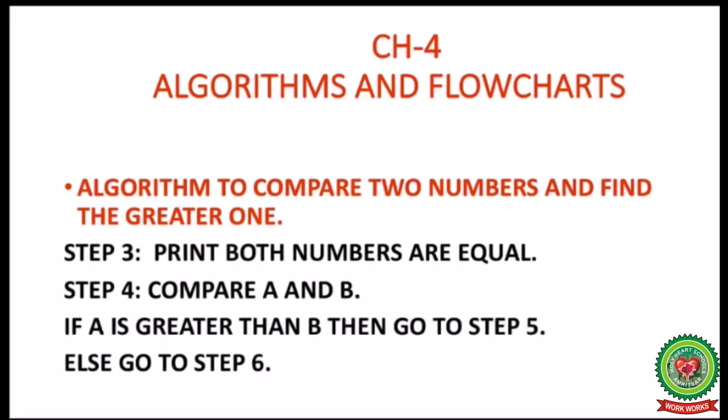Step 3 will be print both numbers are equal. Like if our condition is true, A equals B, then it will print both numbers are equal. And if the condition is not true, then we will move to step 4, that is compare A and B. Now this is again the second condition. So again there is an if else statement. If A is greater than B, then we will move to step 5, else go to step 6.